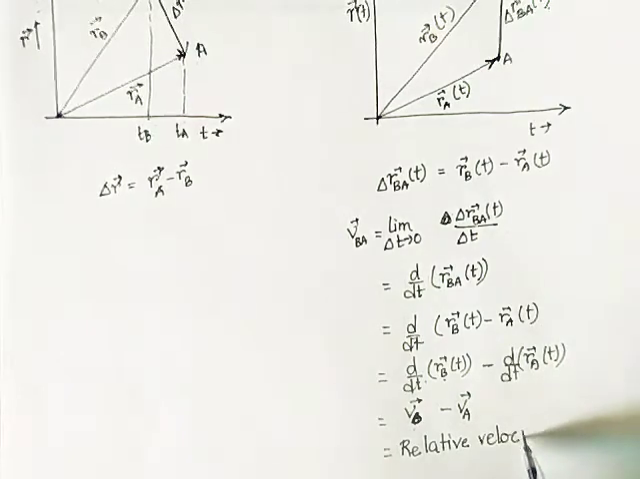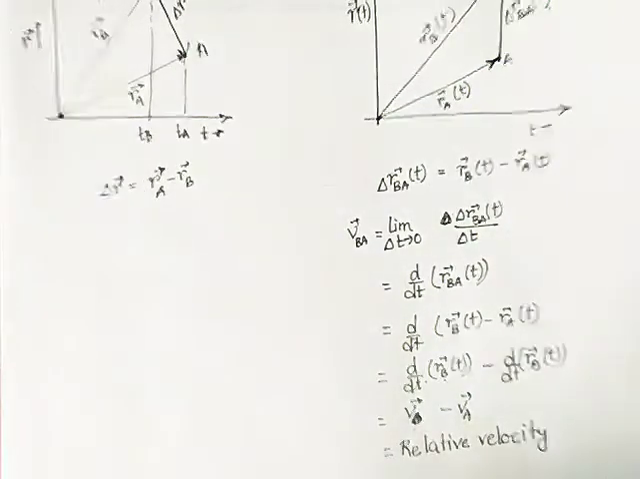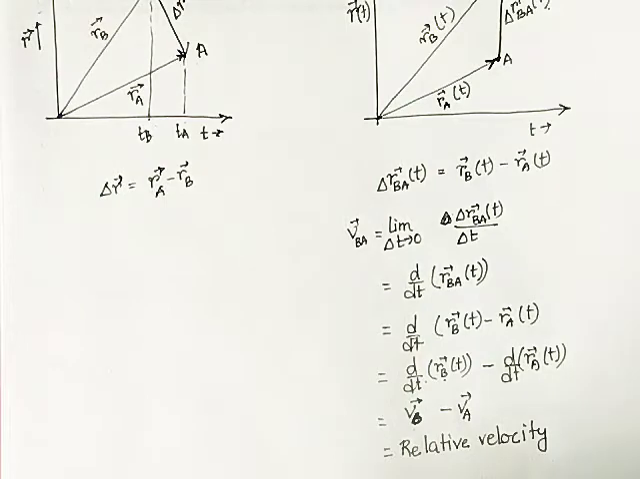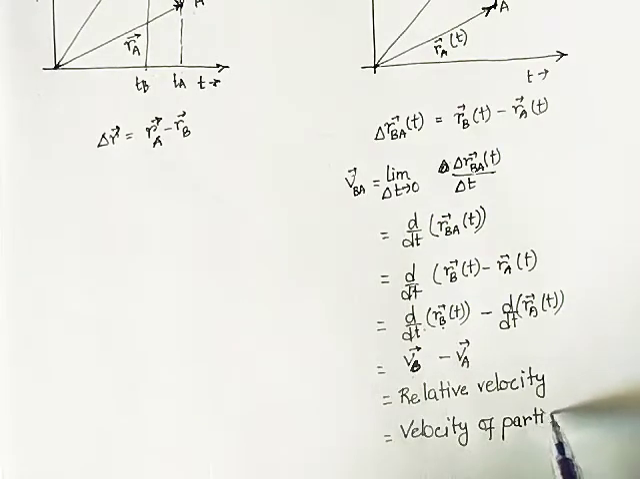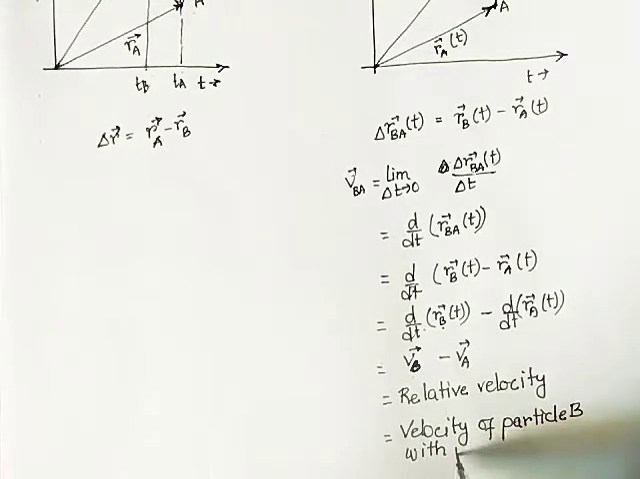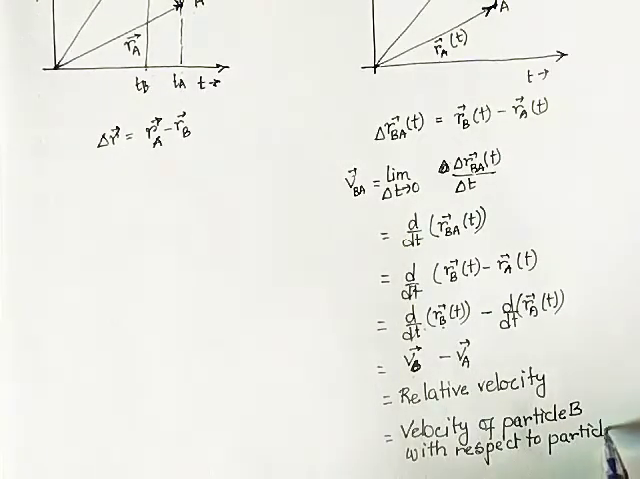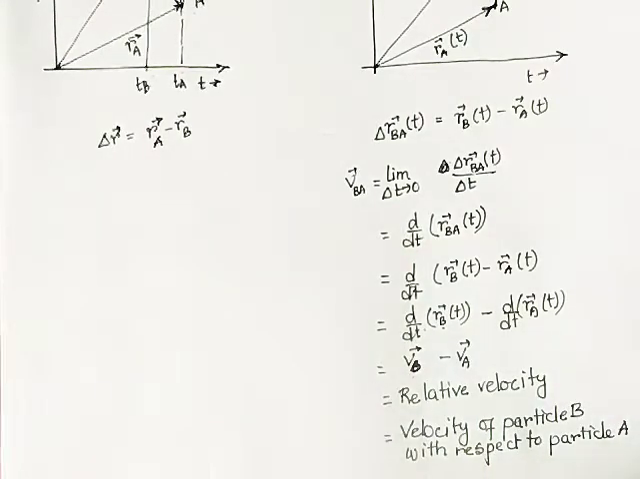Relative velocity, because here I am measuring the velocity of one particle with respect to that of another particle. The relative velocity, or the velocity of particle B with respect to particle A. Velocity of the particle B with respect to particle A.